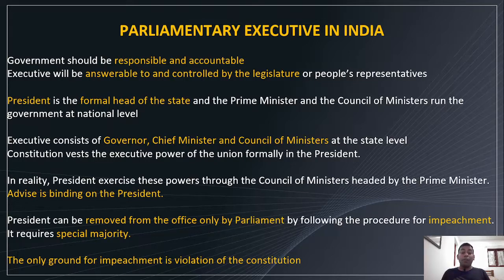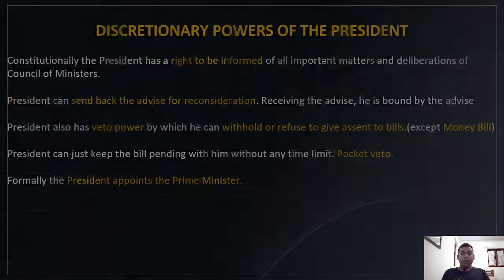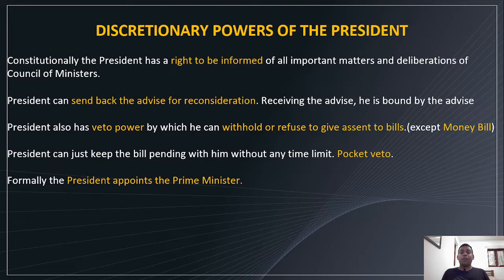The only ground for impeachment is violation of the Constitution. The president cannot be impeached on any ground other than violation of the Constitution. So this is the only ground on which the president can be impeached. Hope you understood this. Violation of the Constitution. Next is the discretionary powers of the president. Of course, the president is not a rubber stamp. He can do something, and these are some of the powers the president possesses.